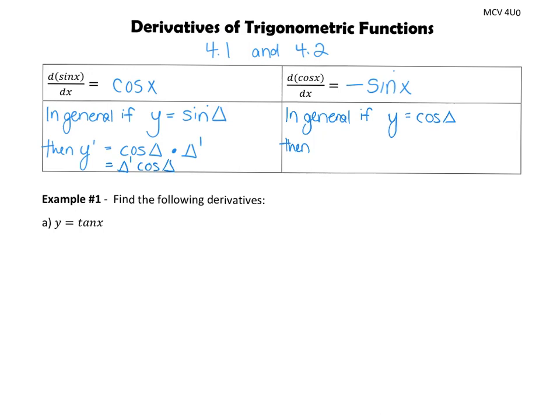So in general, if the function is cos of something, then the derivative is going to be negative sine of that triangle times triangle prime. Of course, it can be written and simplified right from the beginning as that. So let's go ahead and try some.